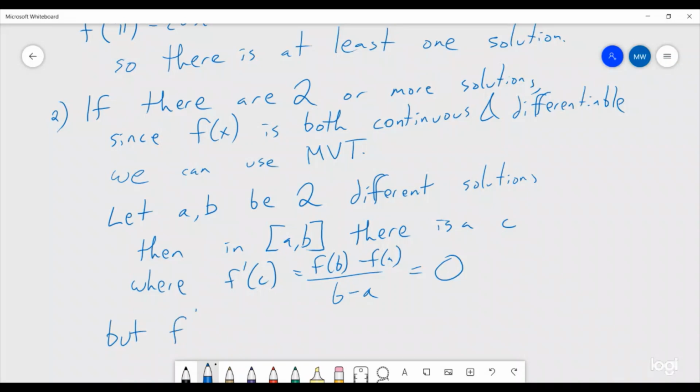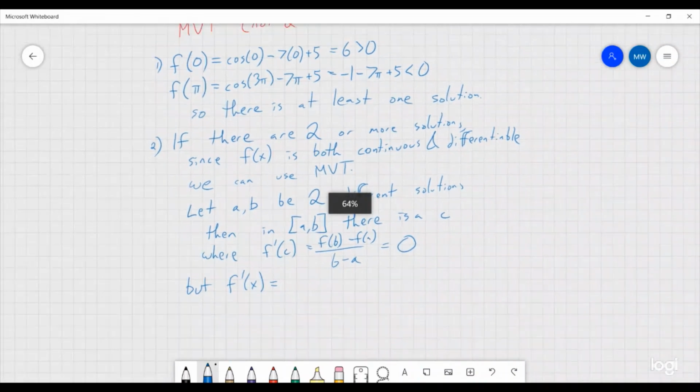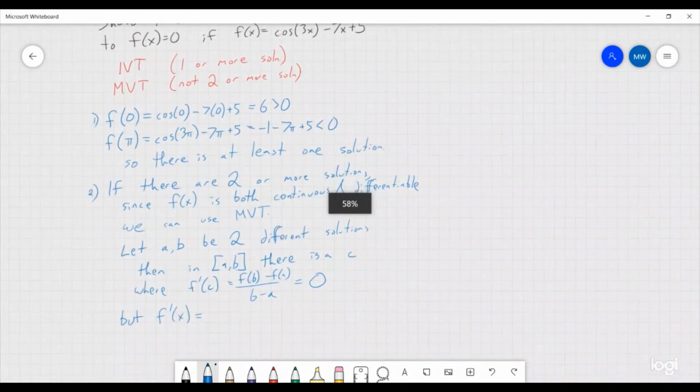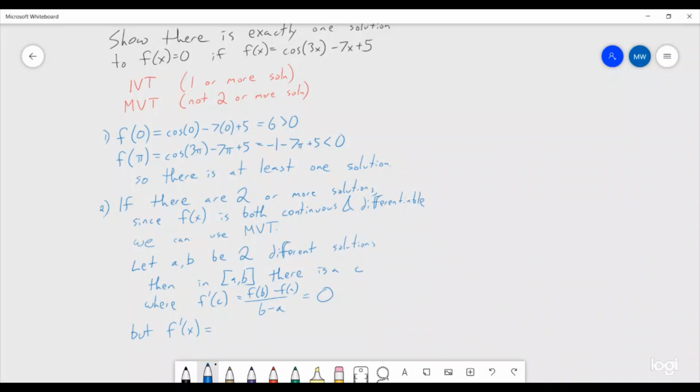But f prime of x equals, now we're going to need to take its derivative. So we zoom out to see our function again. Okay, our function is cosine of 3x, so the derivative of that is negative 3 sine of 3x minus 7. This is never 0, because the only way for it to be 0 is if this was equal to positive 7, which would mean that sine of 3x would have to be 7/3, which is bigger than 1, which is impossible.